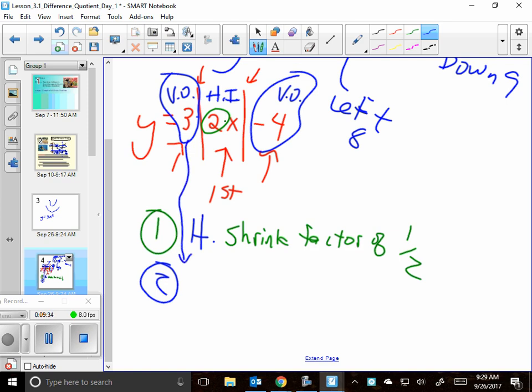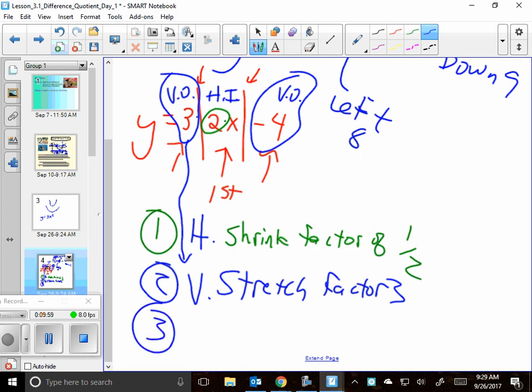How do I do that 3? It's a vertical, because it's on the outside, stretch. And if you left that, I'd have to mark it wrong, because you didn't say what the factor was. Factor. And when you're doing a stretch, you use whole numbers like 3. Vertical stretch factor 3. And the last thing, step 3, would be this guy.